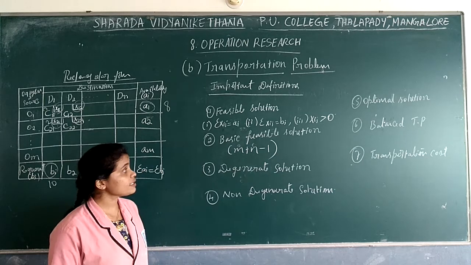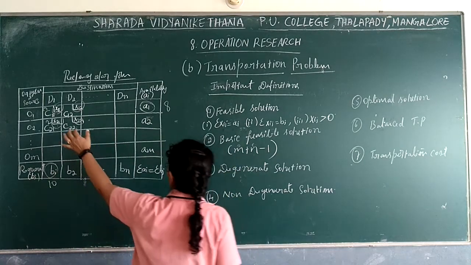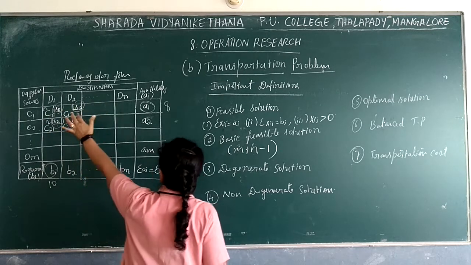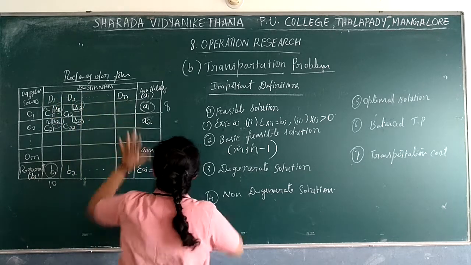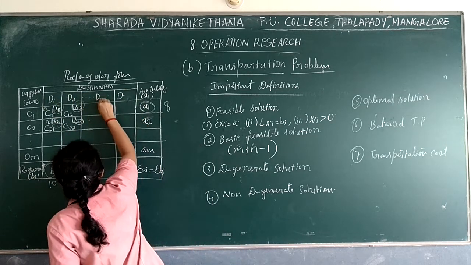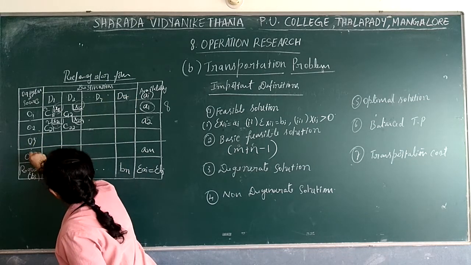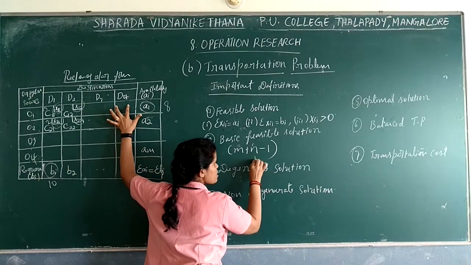M is row and n is column, you can take. And you have to count how many destinations are there. For example, we take 4: 1, 2, 3, 4. 4 destinations are there. Here D3 and here D4, and go to O3 and O4. And how many destinations? Destinations are 4.